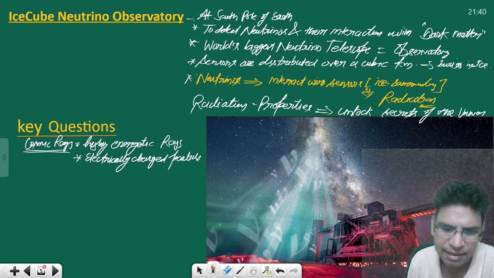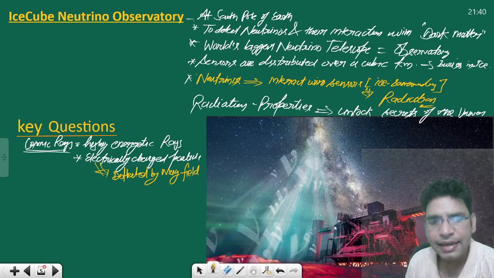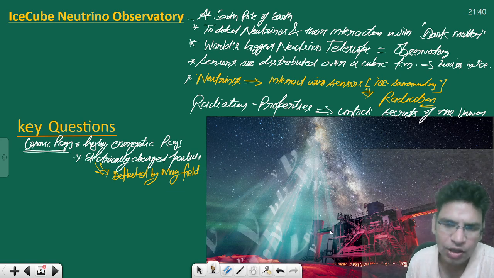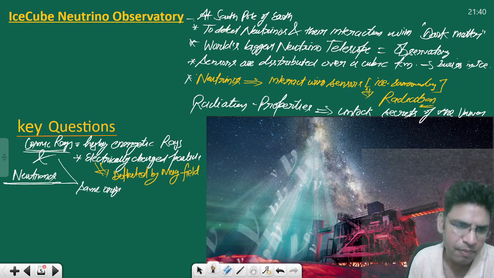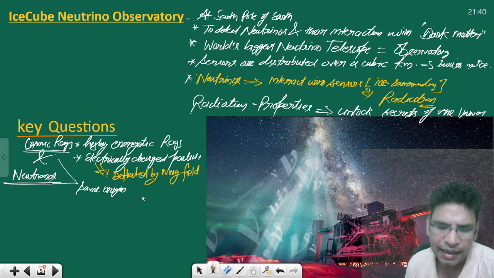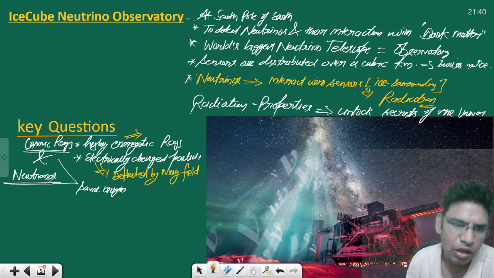What does that mean? It simply means they are deflected by magnetic fields, right? And the universe is full of strong magnetic fields. But cosmic rays and neutrinos have the same origin. Both might have been emitted during the Big Bang, right? Or their source is the same, but you cannot trace the source of cosmic rays. Tracing is not possible.